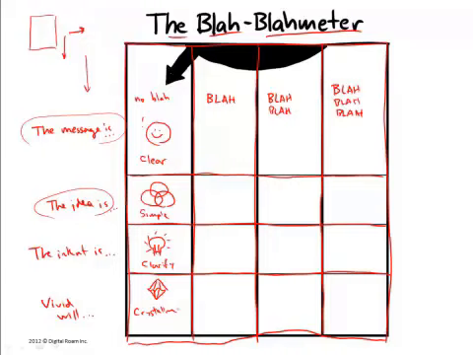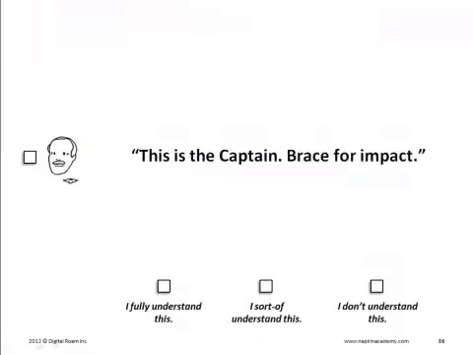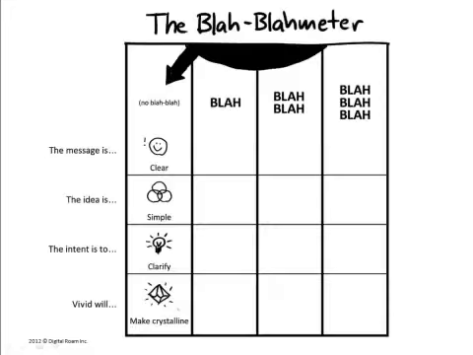So that is the first level of the Blah-blahmeter, a message that has no blah behind it. An example of that would be what Captain Sullenberger said. "This is the captain, brace for impact." If we were to map that out in the Blah-blahmeter, we would say that message is clear. It is a simple message. We understand it. So that took us through a message that really needs very little help. So let's move on now to a message that has 1 layer of blah. Now this is the kind of message that I think just puts us to sleep.